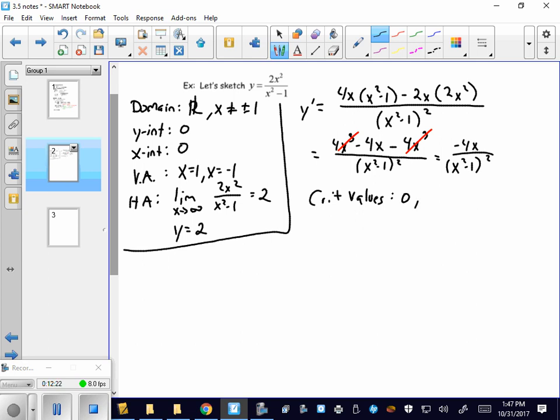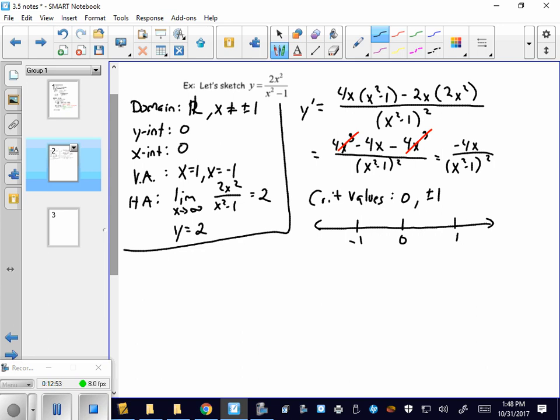I also have critical values from the denominator because what makes the denominator 0 is still plus and minus 1. Okay, it doesn't matter that I'm squaring it at the end because I'm still going to get 0 in the denominator. So my number line is going to include 3 values: negative 1, 0, and positive 1. All right, we've got to test values around it.